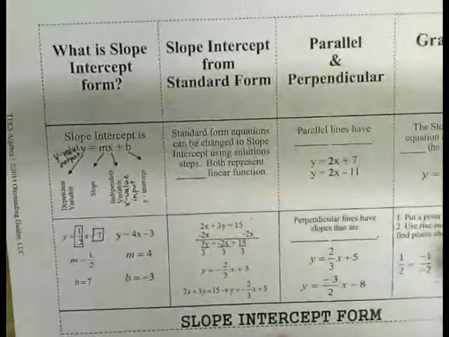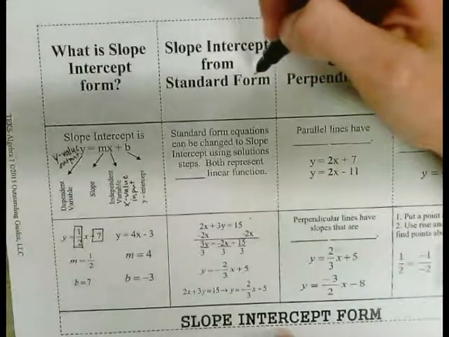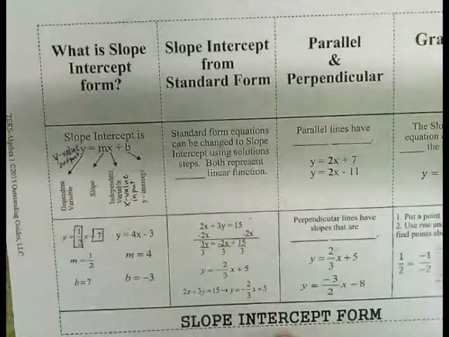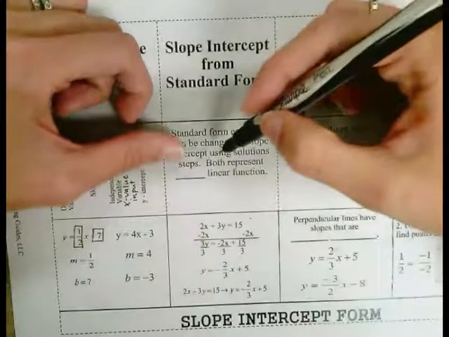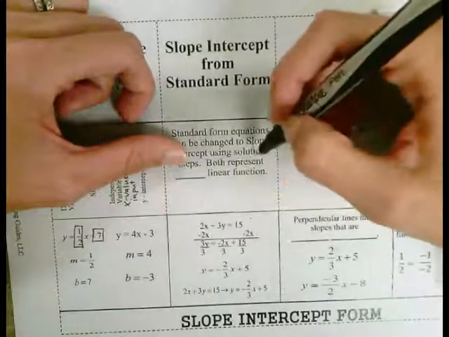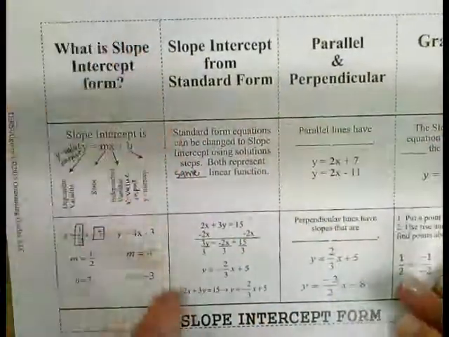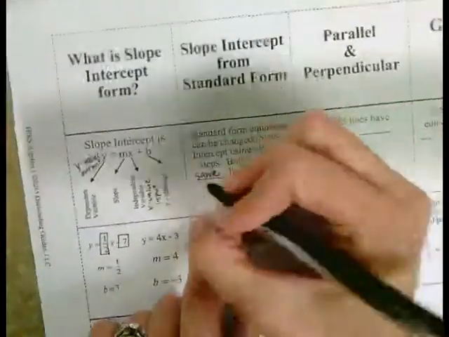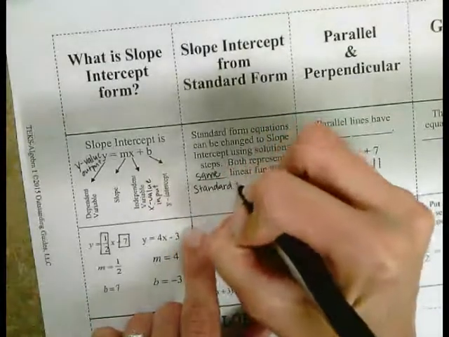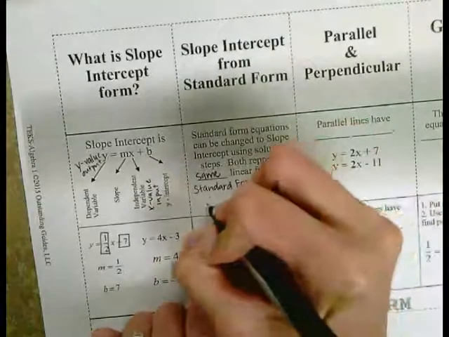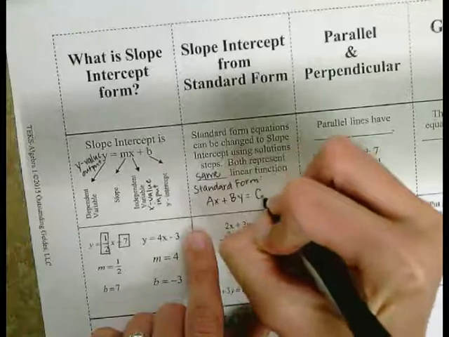Okay, so the next one is slope-intercept form from standard form. And I want you to be able to see that standard form equations can be changed to slope-intercept using solution steps. Both represent the same linear function. Okay, so standard form looks like this. Ax plus By equals C.